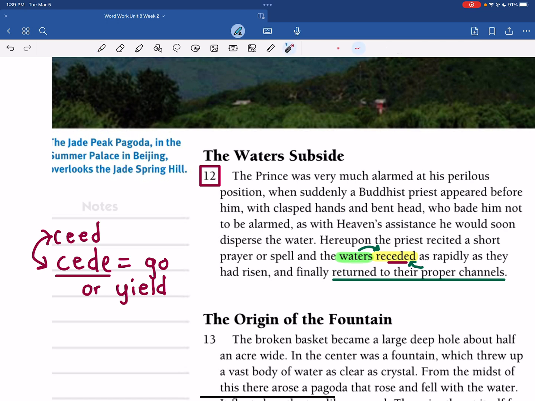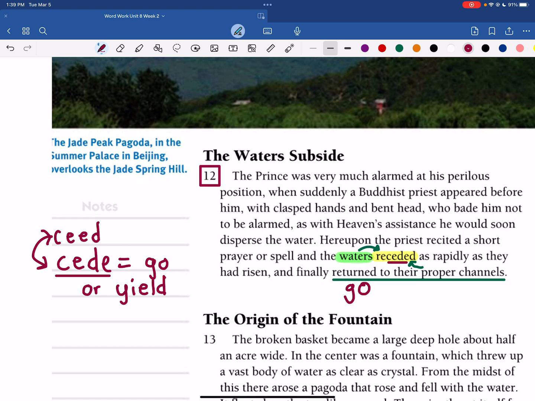So in this sentence, I know that the word receded means to go to their proper channels, because the context clues from the rest of this sentence really help me understand that. What receded? The waters did. And it tells me right before the word receded. What does receded mean? It means to return or go to their proper channels. In other words, it means to go back to where they were supposed to be in the first place.